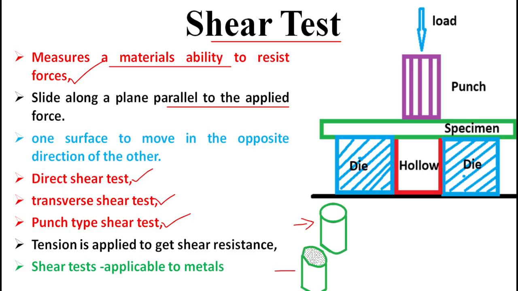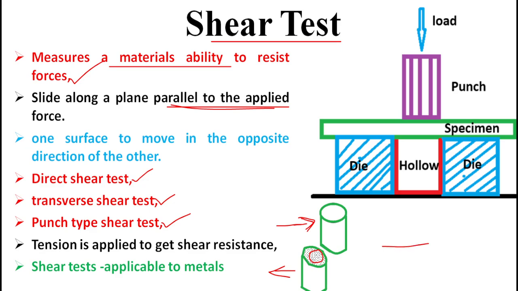This is one type, direct shear. Force is applied in parallel directions, opposite to each other, causing sliding in a plane parallel to the applied forces. So the plane deflects and shear is created. This is direct shear, and next is transverse shear.